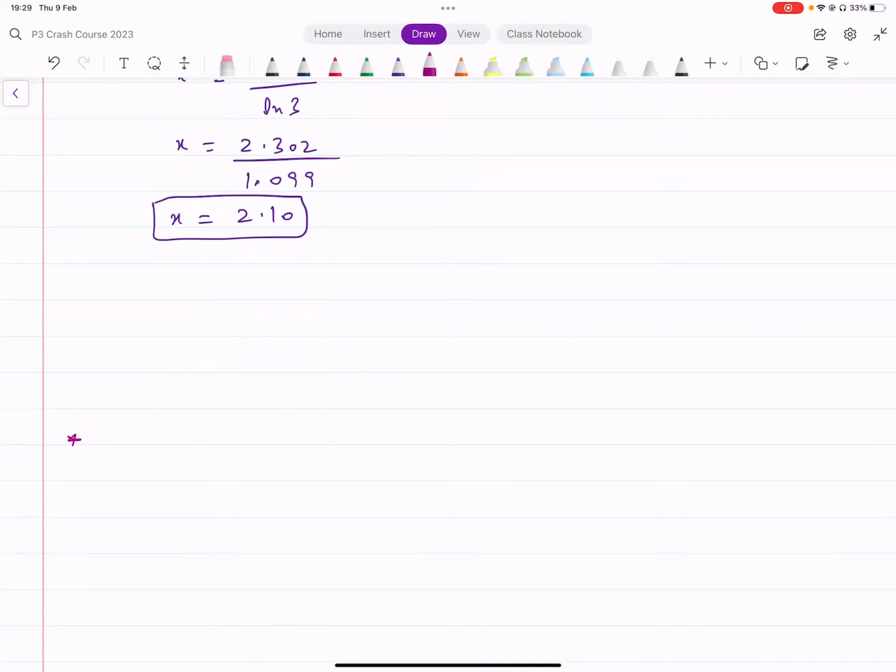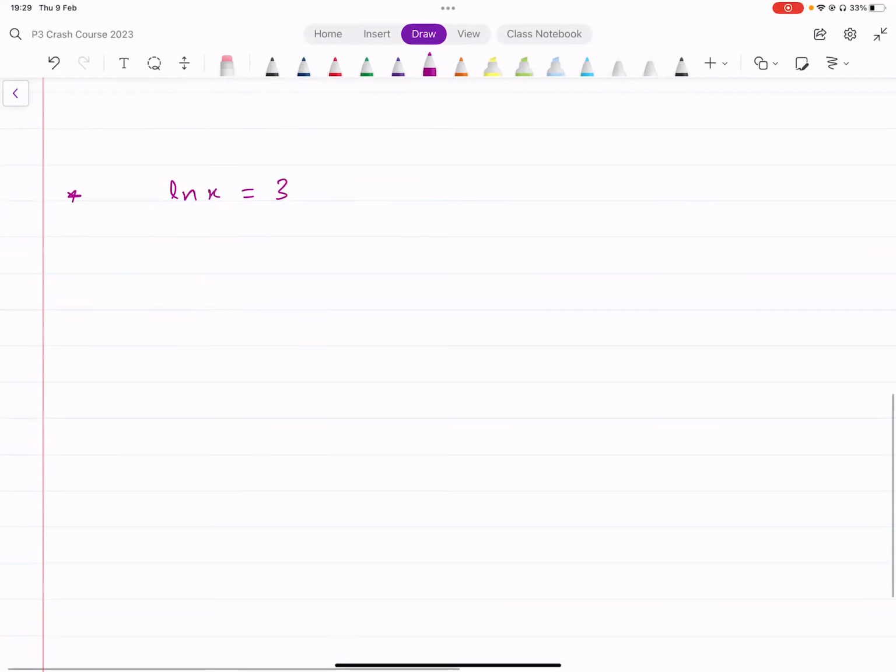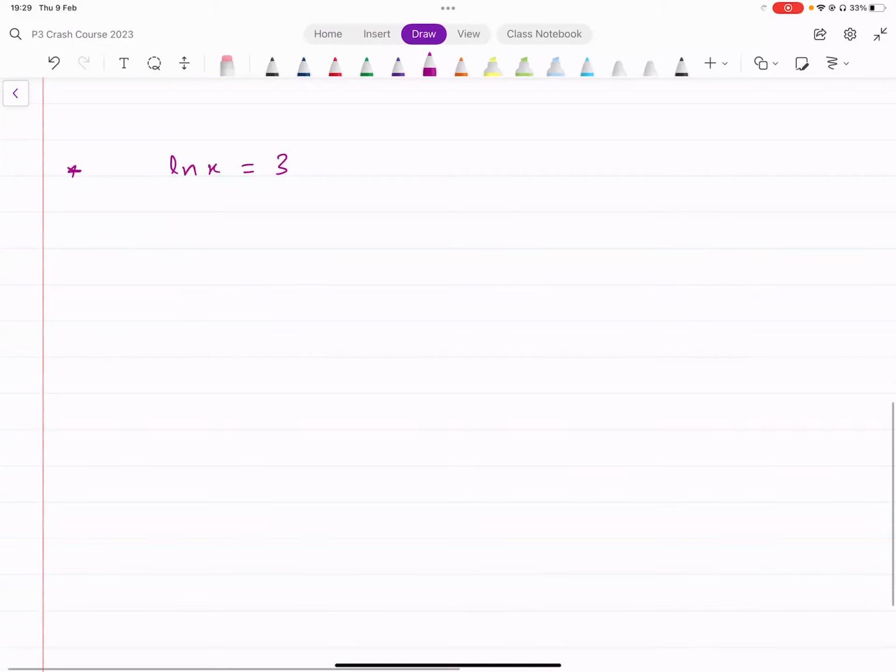We have ln of x equals 3, for instance. Now, there are going to be some equations that already have log in them. All right, so this is one such equation that already has log in it. Now, how do we deal with this?